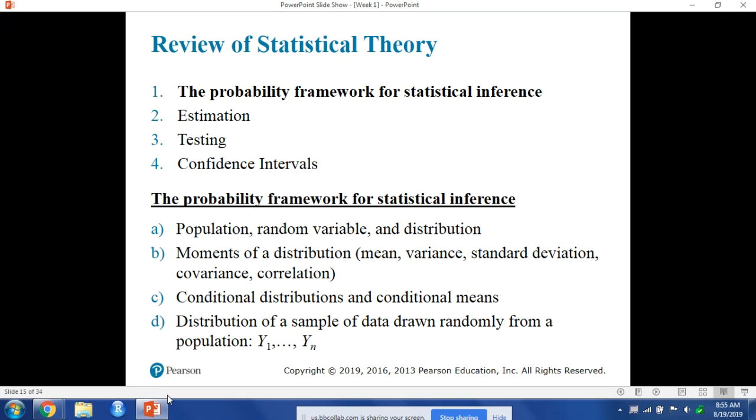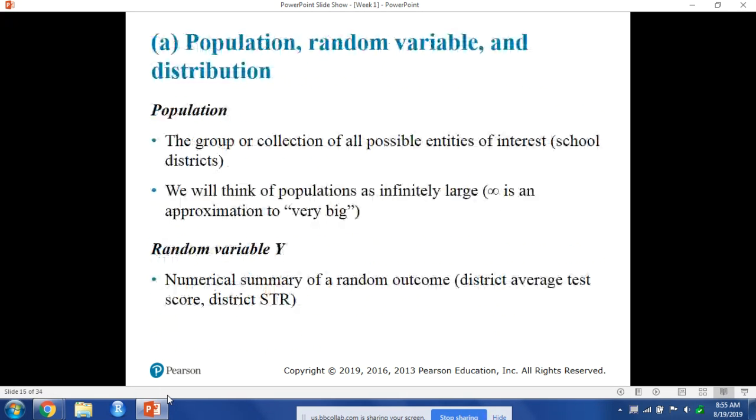Okay, let's continue reviewing statistical theory on the next few slides. A population is the set of all possible values, in our example, all the school districts in the state of California. For our population, we will take a random variable or outcome, or sample.